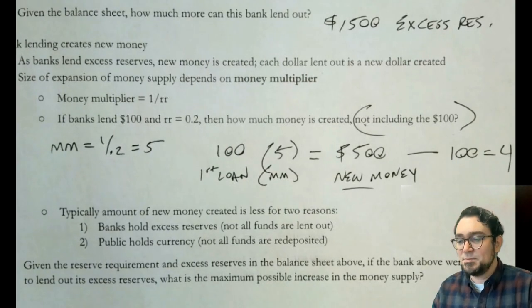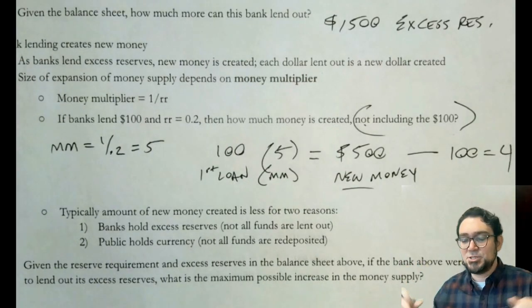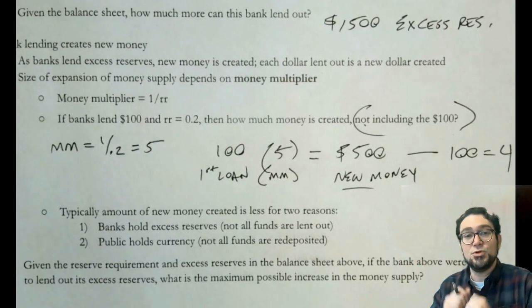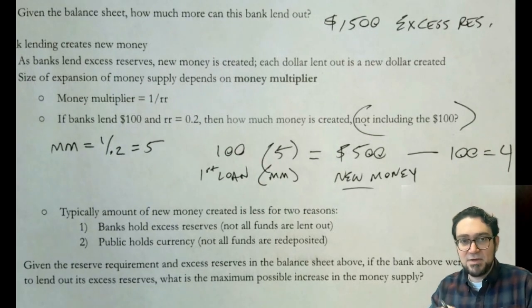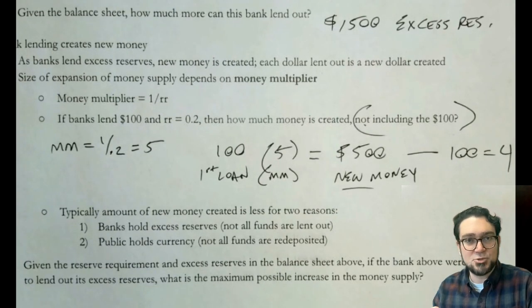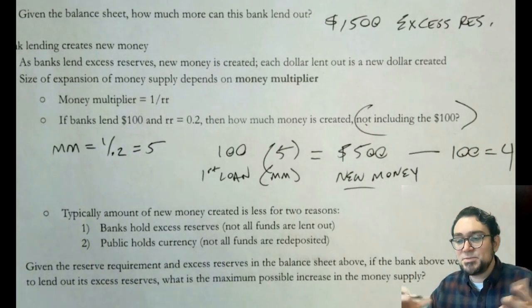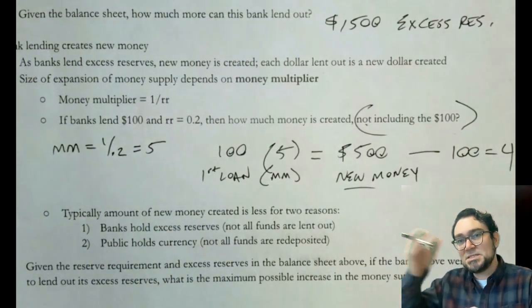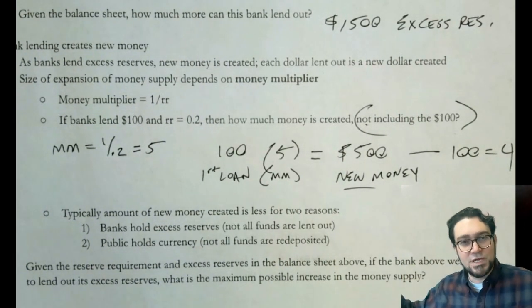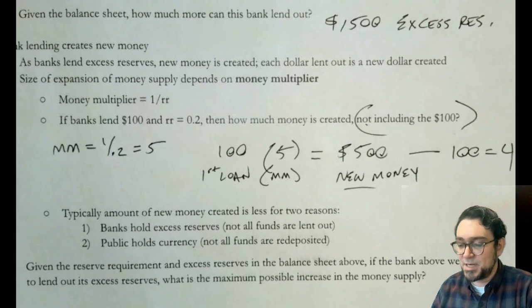The second reason the money multiplier doesn't often create these huge expansive increases is that people will hold on to cash. Businesses will have money in their teller drawers, in their cash registers. You will hold money in your wallet. Not all the money is being redeposited into the banking system, so when you make that first loan, some of that money is going to be held as cash and it won't create quite that large an expansion of the total money supply.